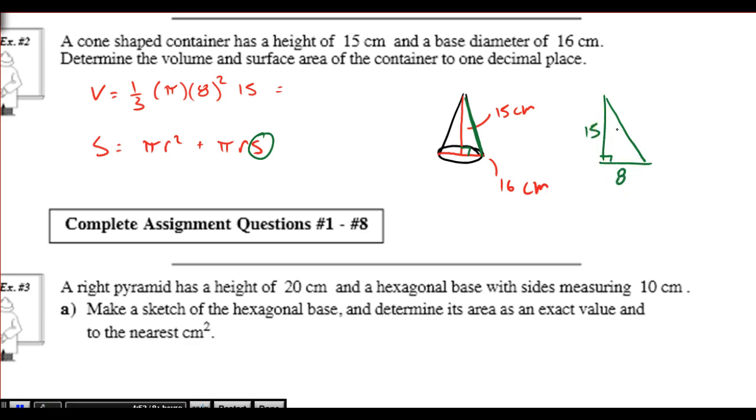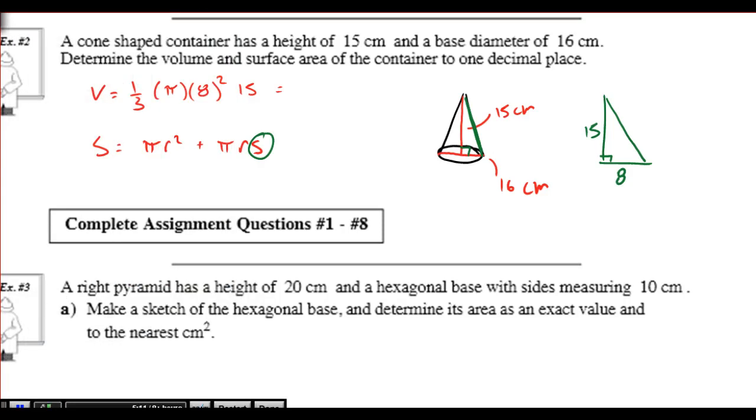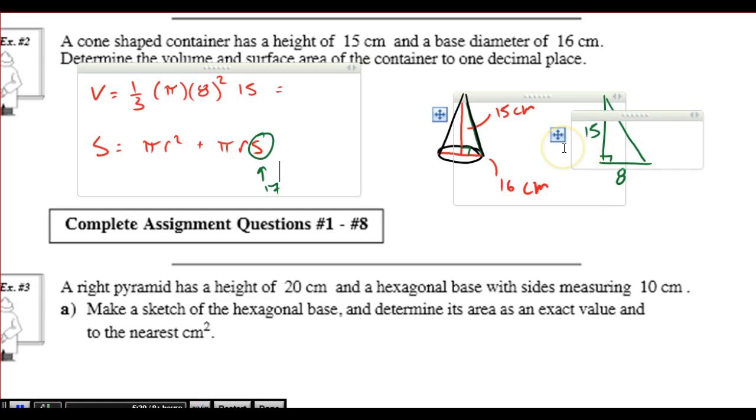So 15 squared plus 8 squared gives me the slant height squared. So 225 plus 64, and then the square root of that is 17. I should memorize that one. So the slant height is 17. Everything else is pretty straightforward, and you can do that on your own. Okay, so again, the key thing here is just using Pythagoras. You see Pythagoras comes up all the time, and you do have to know it quite well.